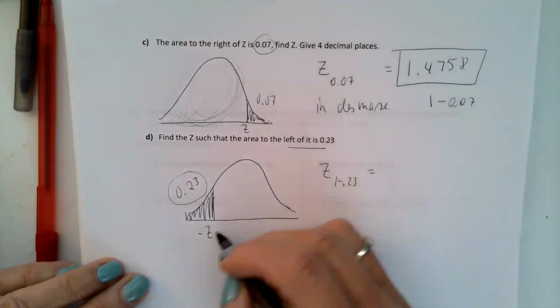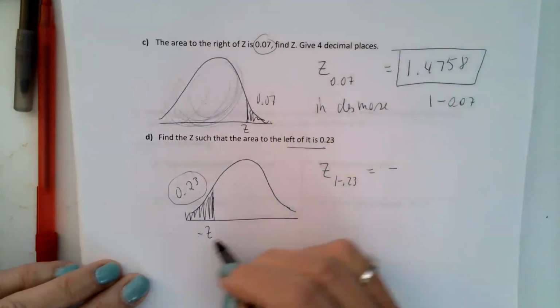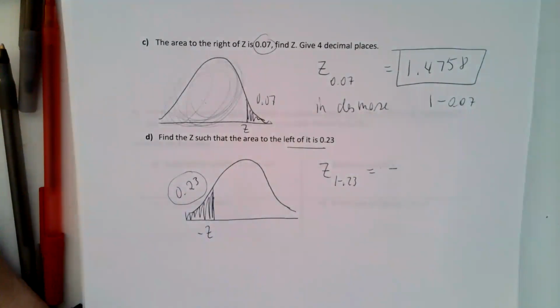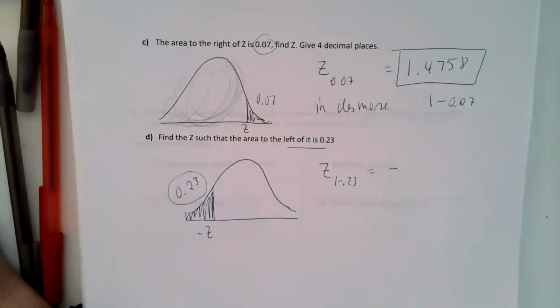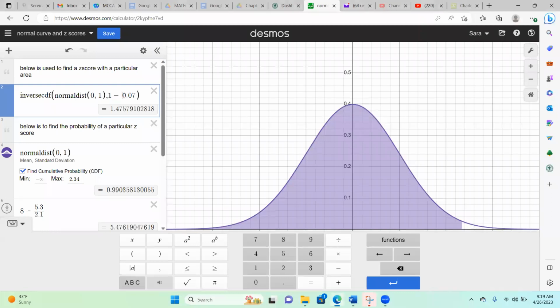And let's find that critical Z. We know it's going to be a negative value because it's on the left. Let's go back there. And so we can delete the 1 minus and put in 0.23. And the Z-score is a negative 0.7388. I'm going to share my paper so you can see the answers to verify these here.